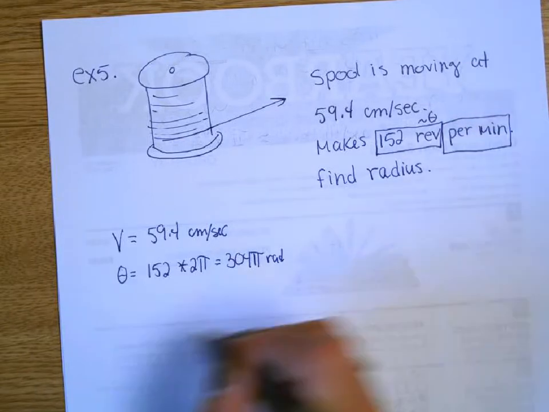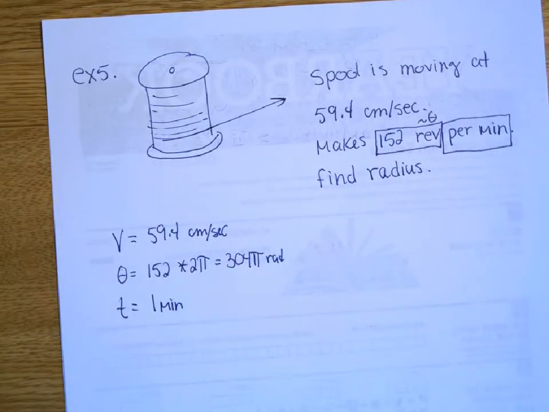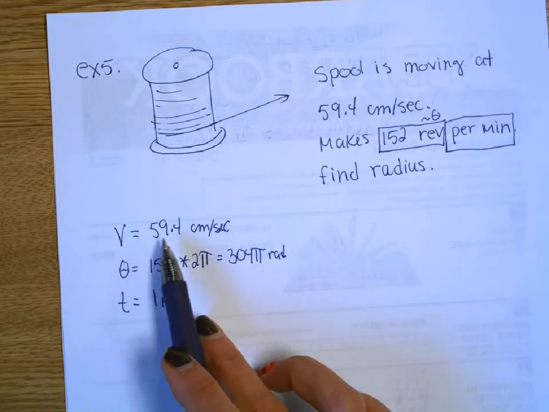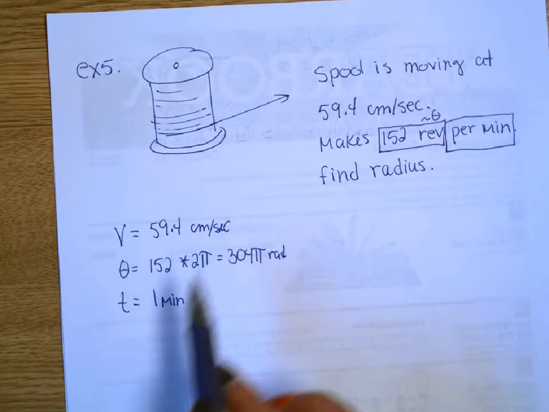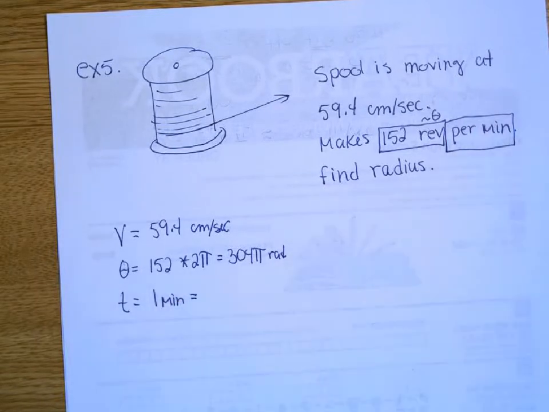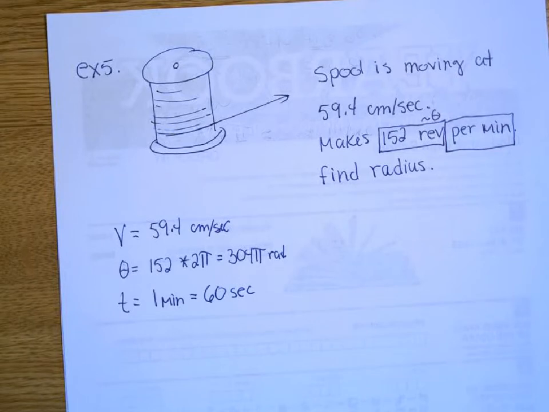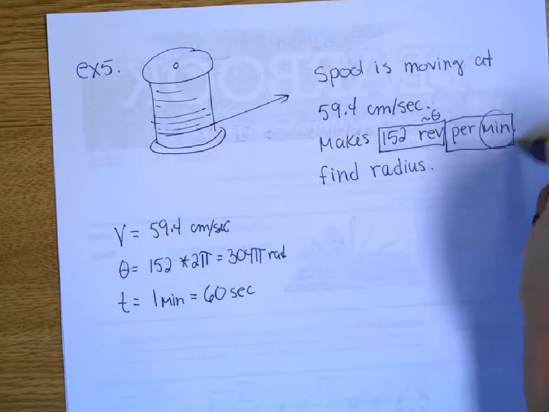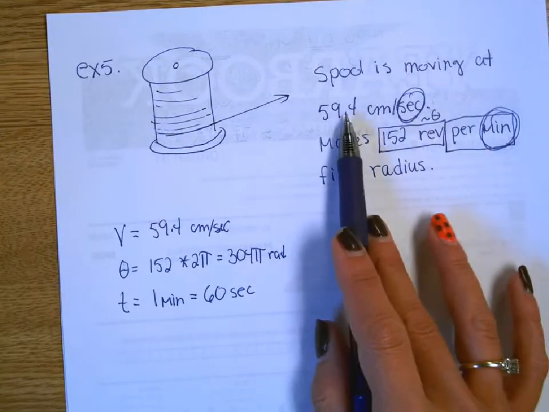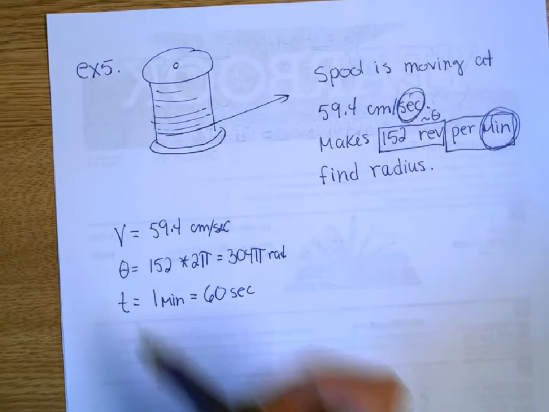You're looking for your radius. What's my time? 1 minute. Any red flags? Minutes and a second. Yes. So if I'm going to use this velocity, which is centimeters per second, I need to convert my 1 minute into seconds. 60 seconds. Very good. Thank you, Lexi. So be looking for red flags: minutes, seconds. Because I'm choosing to keep the 59.4, I have to be in seconds. That tells me to convert this one. And we're looking for R.